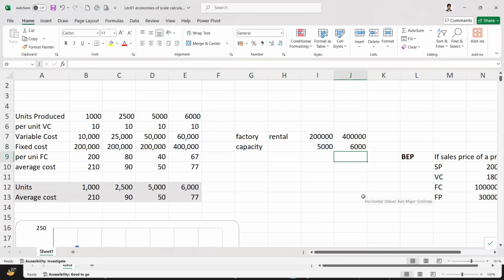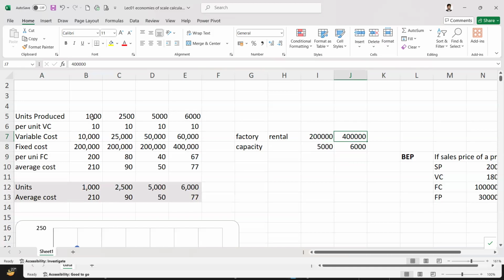Are you getting? Your fixed cost will increase to 400,000 because you need to rent a new factory to produce more than 5,000 units. 6,000 is more than 5,000 units. When you are producing 6,000 units, your fixed cost will be double. Are you getting? Yes, sir.